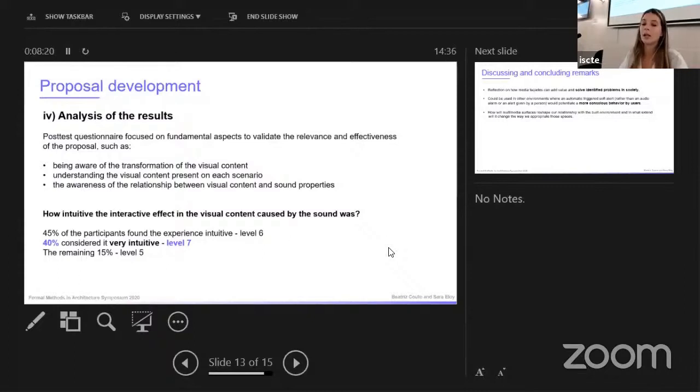This post-test was focused on fundamental aspects to validate the relevance and effectiveness of the proposal. We wanted to know if the user was aware of the transformation of the visual content, if they understood the visual content present in each scenario, and if they were aware of the relationship between visual content and sound properties. So, how intuitive were the interactive effects in the visual content caused by the sound? From a sample, I would say it was a quite positive result, since 40% of the users considered it very intuitive.